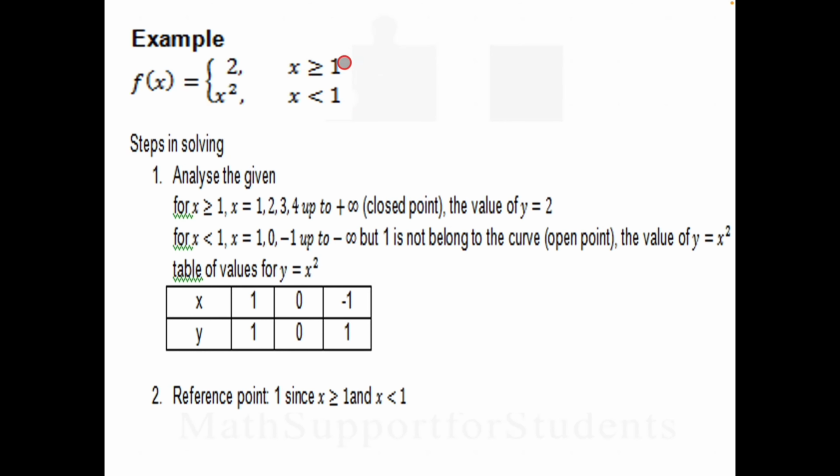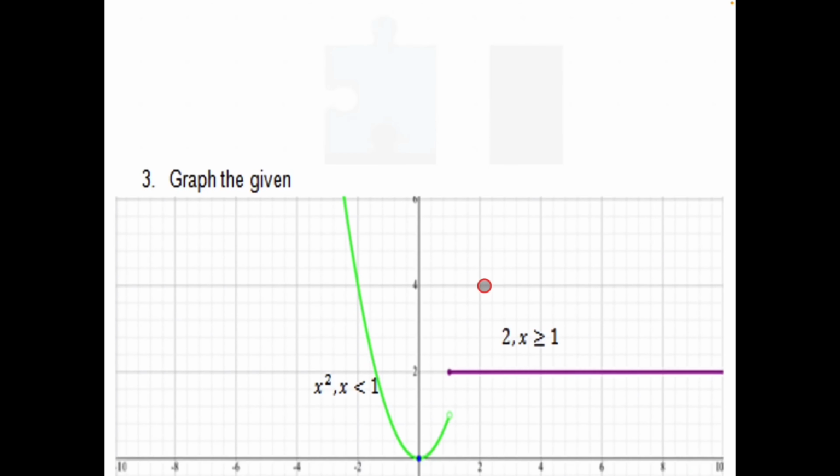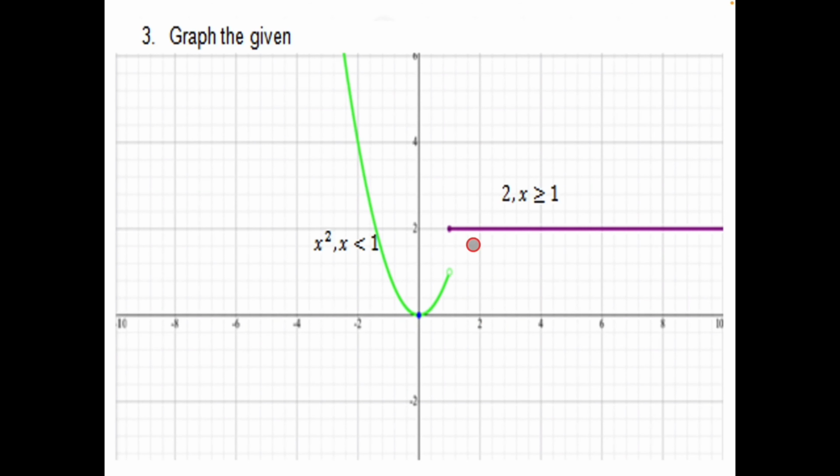Bakit siya 1? Kasi ang ating pinag-uusapan dito is the x is greater than or equal to 1 and x is less than 1. That's why this is 1. Next, we have to graph. So, this will be the graph of the linear, 2 if x is greater than or equal to 1. Tapos, ang ating reference point dito is 1. So, 2 siya. Ito yung ating y. Katapat siya ng y, which is 2.